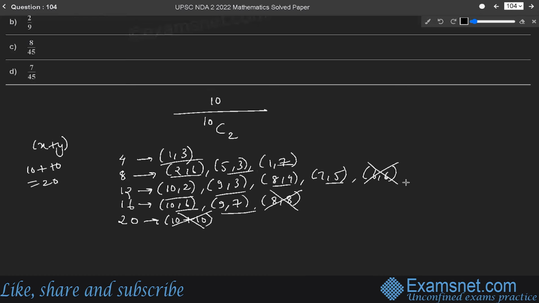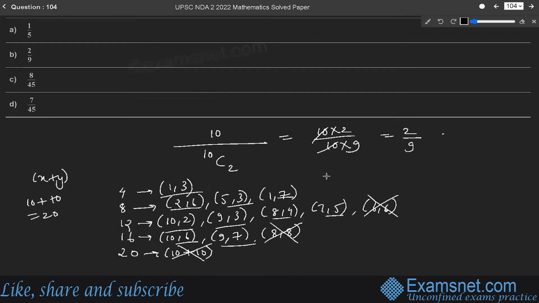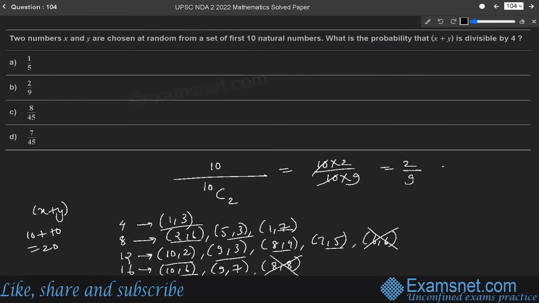So it will be divided by 10C2, which equals 10 into 2 upon 10 into 9. 10 and 10 will be cancelled. So 2 by 9 is the required probability that x plus y will be divisible by 4. So the correct option is option B here, which is 2 by 9.